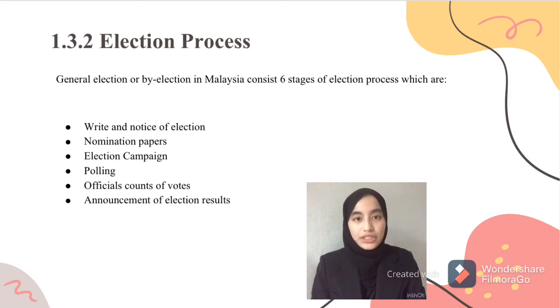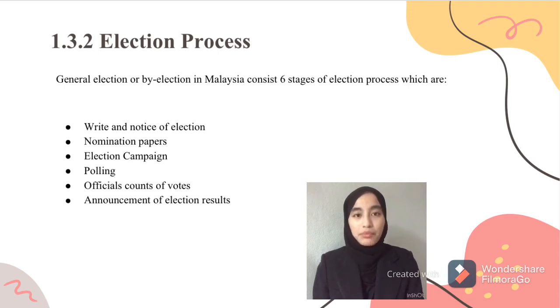Second, nomination papers. The officer of the Election Commission will receive the nomination forms from the candidates, proposers, or supporters, or all those three. Other than that, they also need to include the deposit of election and the statutory account form, or Form 5, for the candidates for House of Representatives members and Form 5A for the candidates for State Legislative Assembly members. Third, election campaign.